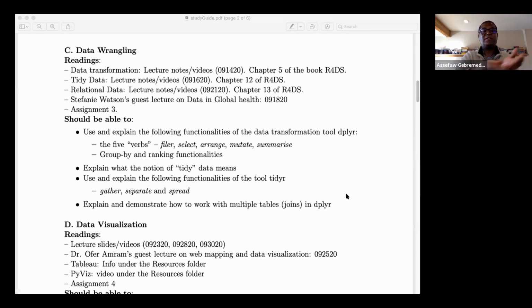So these were the readings, and that's quite a sizable reading and watching videos. What do I expect you to know? I would expect you to know to use and explain the 5 verbs when it comes to data transformation. And they're listed there. I want you to know group by and ranking functions, things like that. I'm not going to ask you syntax.